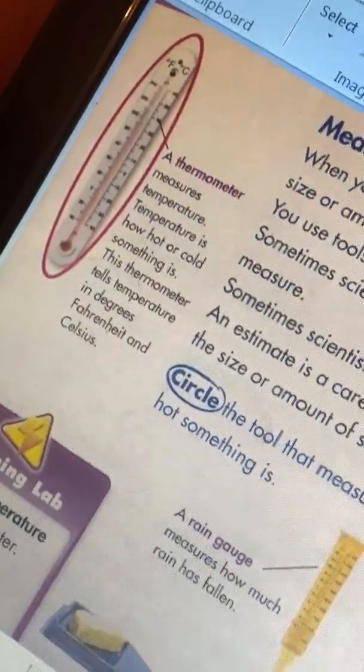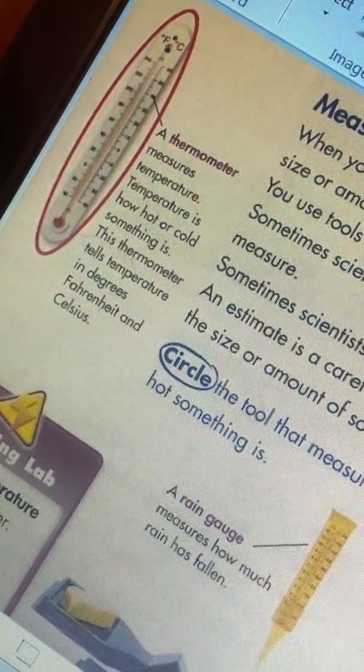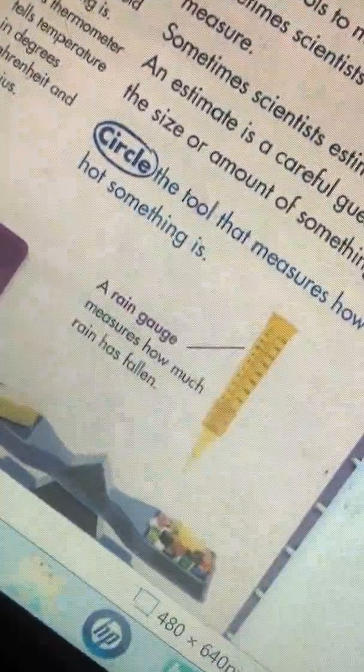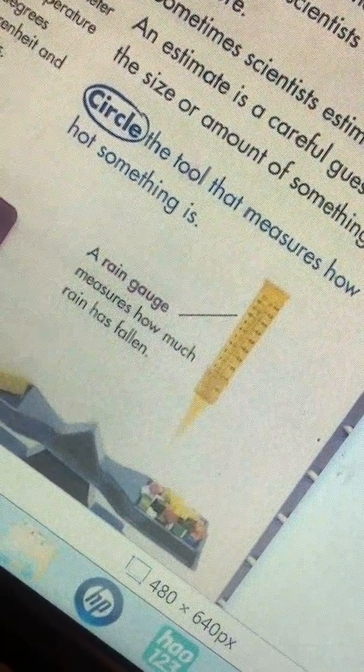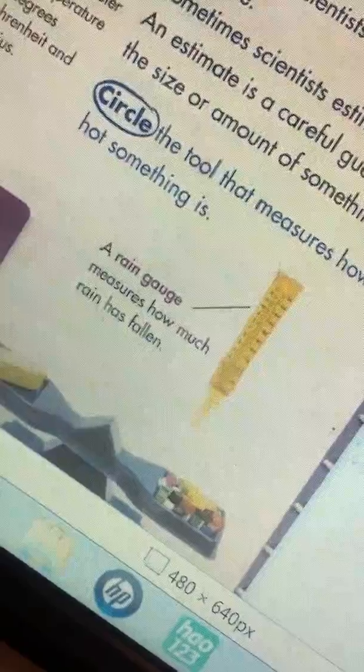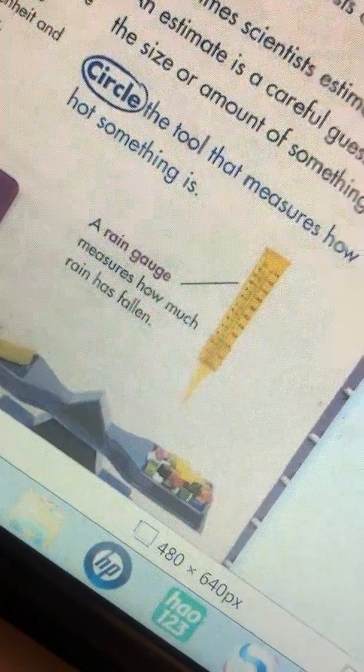Okay, we have two measuring tools on this page: a thermometer, to measure the temperature, to know how hot or cold something is, and a rain gauge, a tool to measure how much rain has fallen.